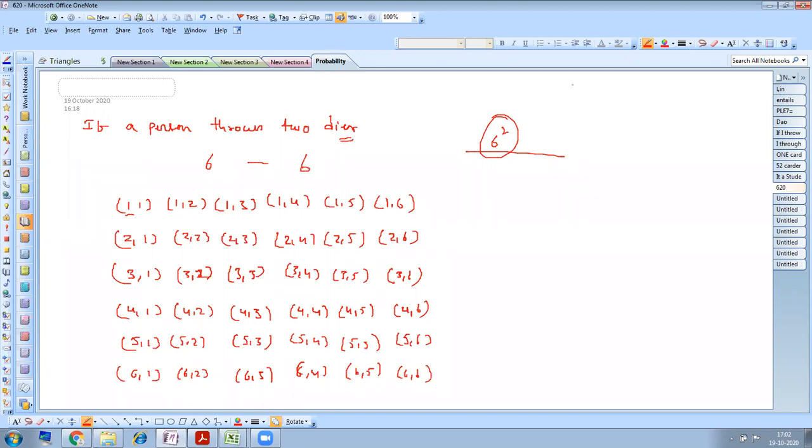If I am throwing 3 dice, I will get 216 outcomes, which we never ask at 10th standard level. So now, what is the probability that the sum of the result is 9? How many possibilities are there to get the sum 9?